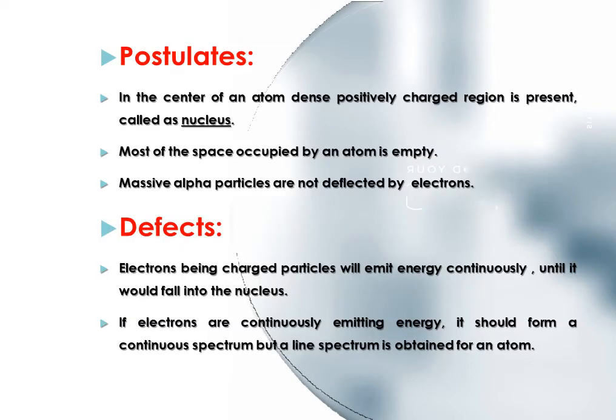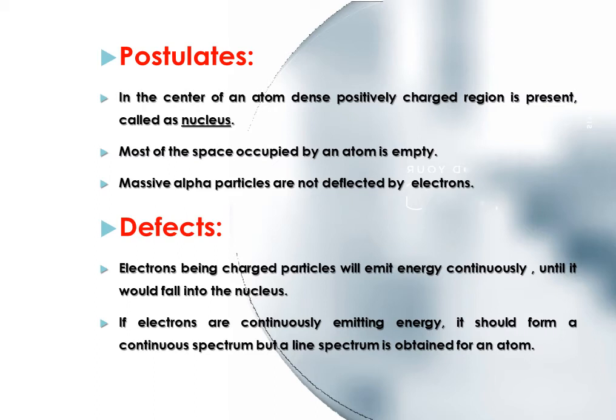Now come toward postulates. The first postulate is, in the center of an atom a dense positively charged region is present called nucleus. Scientist Rutherford said that inside the atom a dense region is present that contains positively charged particles. So when positively charged alpha particles strike these positively charged particles present in the center of an atom, they got deflected. And he named this positively charged dense region as nucleus.